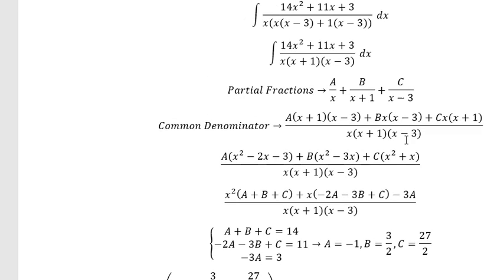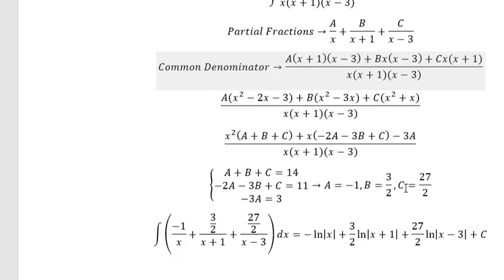And now we need to combine this one and this one.